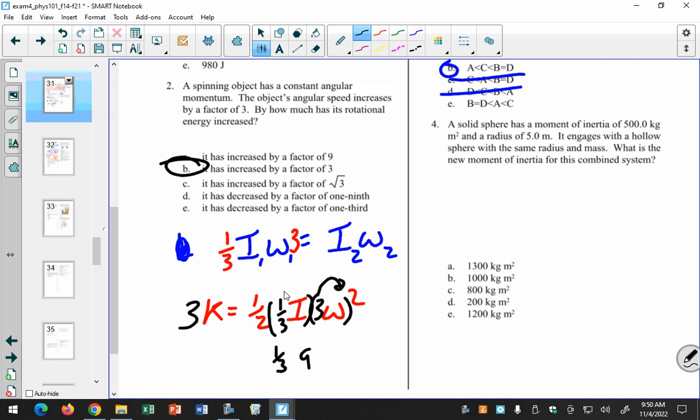If omega is increasing and I is decreasing by the same amount, because omega is squared, that means your overall kinetic energy is going to go up. On the other hand, if omega is decreasing but I is going up, your rotational energy is going to go down. Right, so that omega really carries the day because it's squared. Whatever it does, if it's going up, energy is going to go up. If it's going down, energy is going to go down.